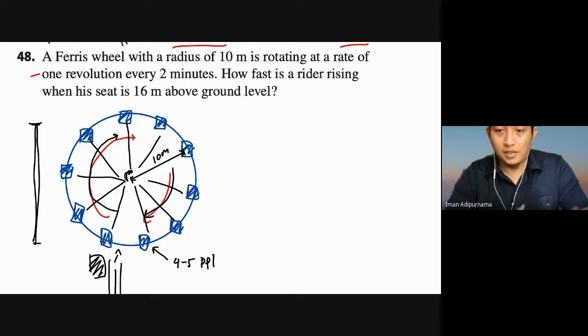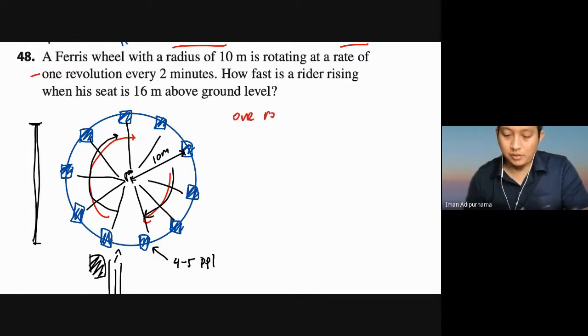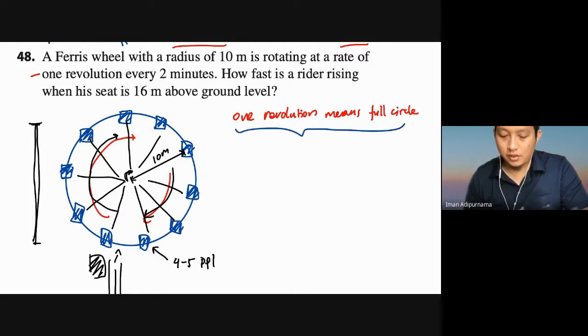Okay. So you need to understand what 1 revolution means. So 1 revolution means a full circle. Let me write: 1 revolution means full circle. And we know that a full circle means 2 pi.